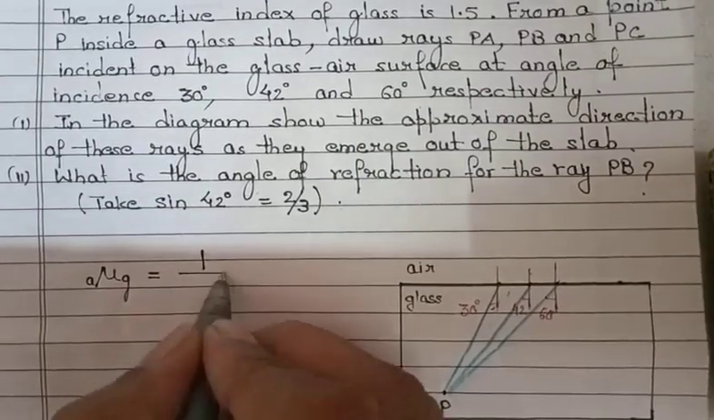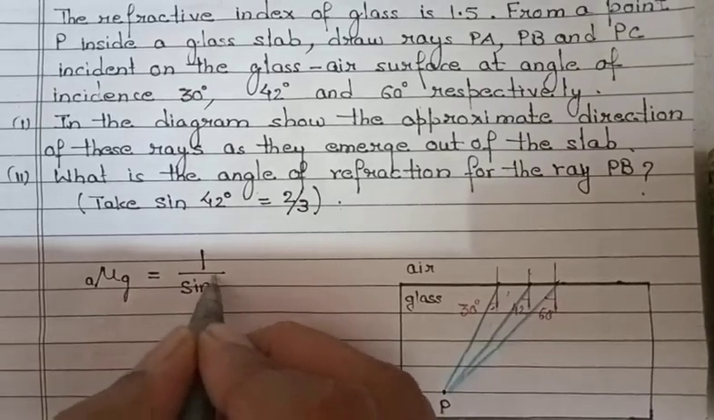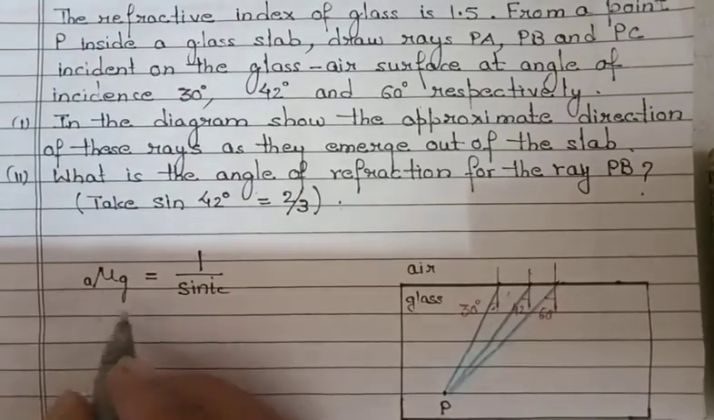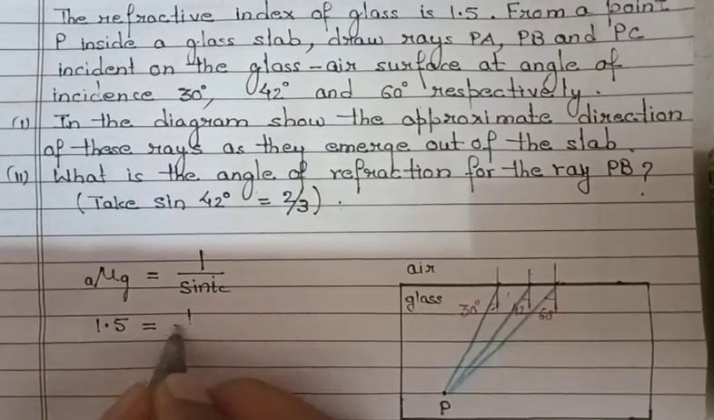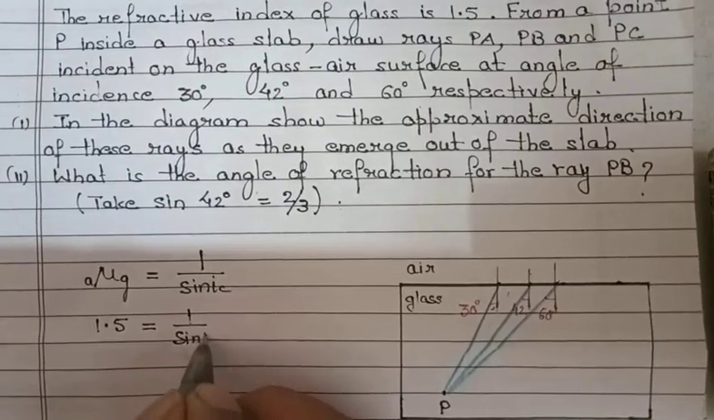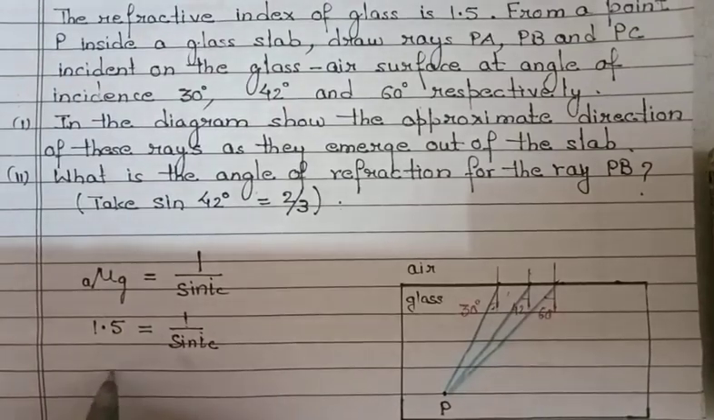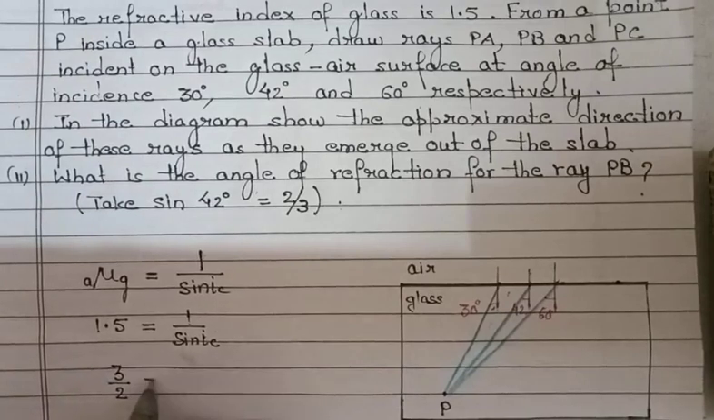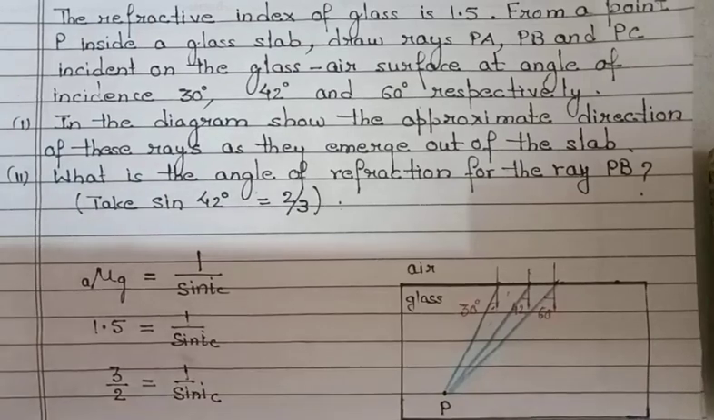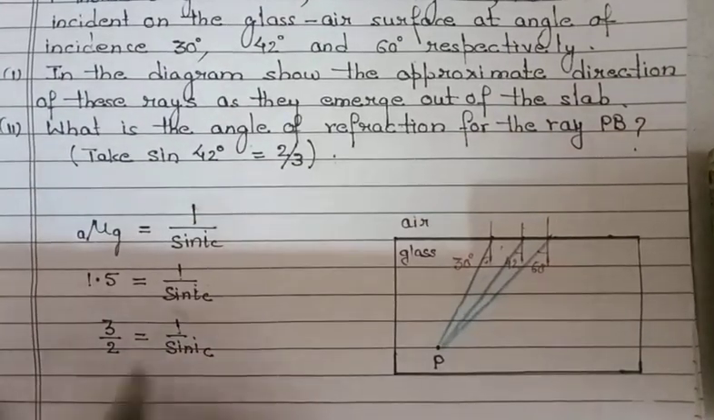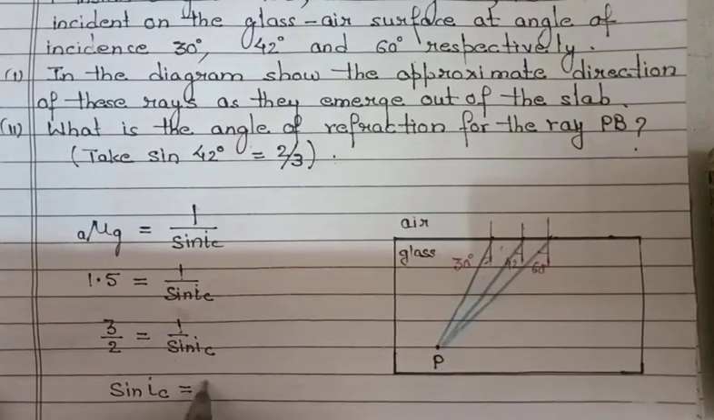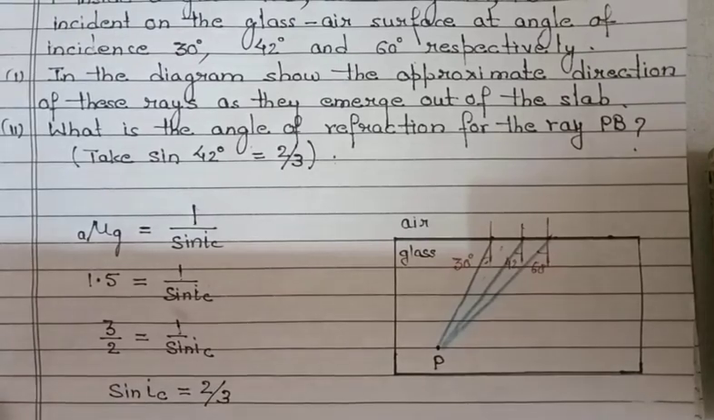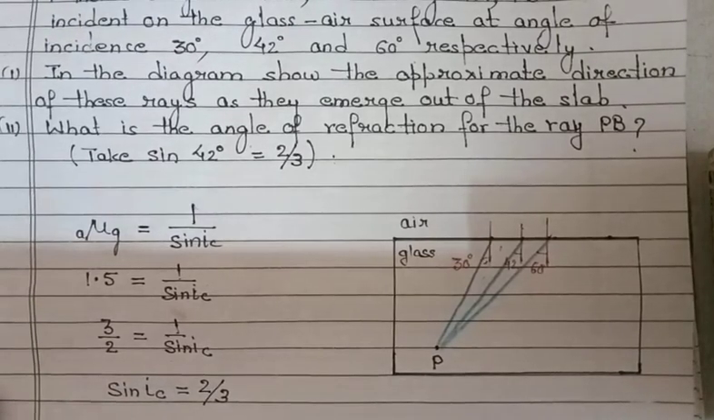So we have 1 upon sine of critical angle. Here it's given refractive index 1.5. So this 1.5 becomes 3 by 2 is equal to 1 upon sine of critical angle. Now from here we can get sine of critical angle. On cross multiplication you are getting sine of critical angle is 2 by 3. So we have got sine of critical angle as 2 by 3.